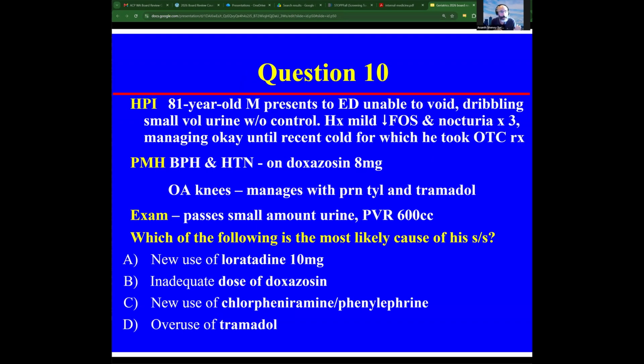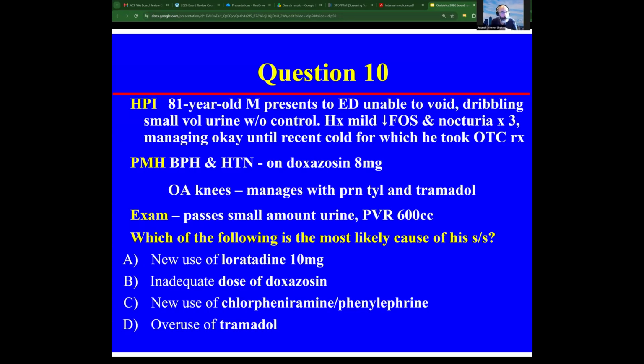He's had some mild dysuria and some nocturia, and he's been managing okay until he had a recent upper respiratory infection for which he took an over-the-counter cough suppressant. Past medical history is notable for BPH and hypertension, for which he takes doxazosin. He has some osteoarthritis, takes some Tylenol and some as-needed tramadol, which is an opiate. On exam, he's able to pass a small amount of urine, but you get a post-void residual after that, and it's a very, very overfilled bladder, chronically so, with 600 cc's.